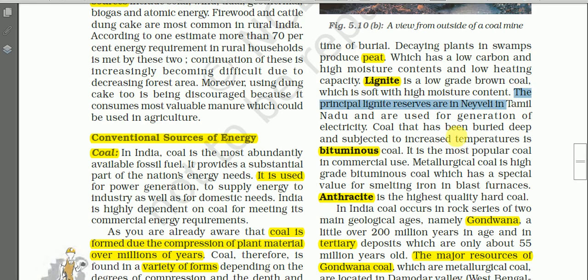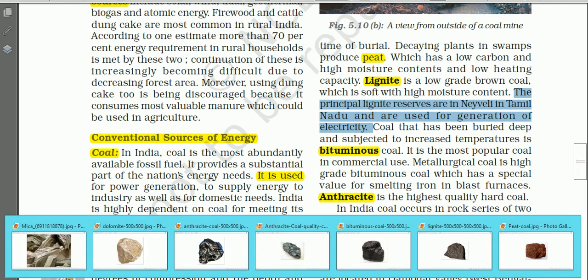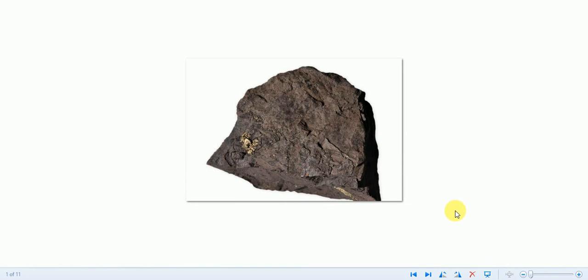And the principal lignite reserves are in Neyveli in Tamil Nadu and are used for generation of electricity. So Neyveli in Tamil Nadu is the largest lignite mining area in India, and in Neyveli lignite is used for generating electricity. So here is the picture of this lignite, okay, so it shows a lignite.